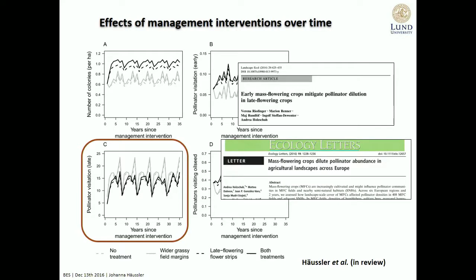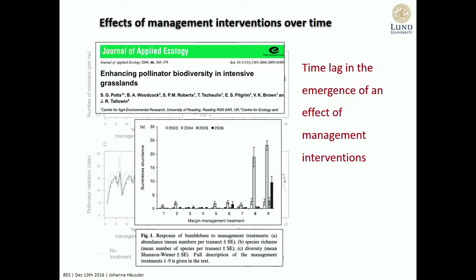This dilution effect is also shown in empirical studies, and has been demonstrated by phytometers by Verena Riedinger or by Andrea Holzschuh in European wild field studies. Then we also found a time lag in the emergence of an effect of management interventions. So we see that the effect, which has also been shown empirically by Simon Potts, is higher after the intervention has been implemented for several times.